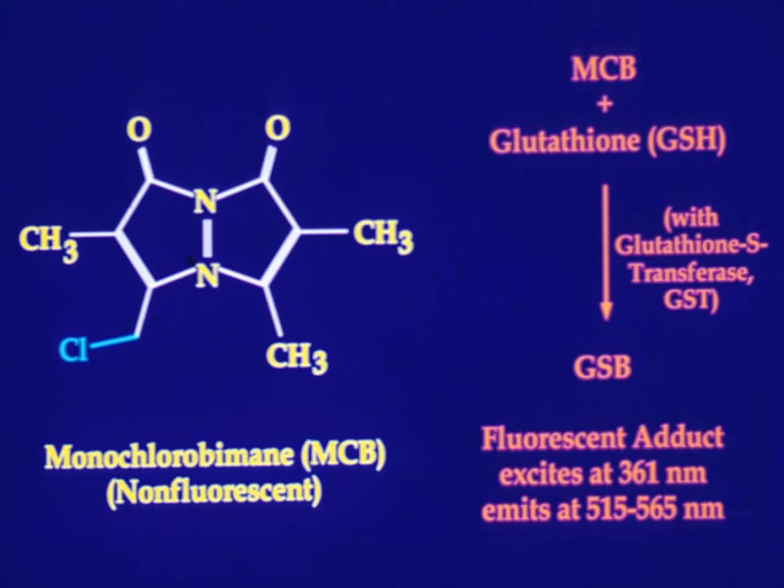Glutathione can be measured by using monochlorobimane, a non-fluorescent dye which goes into cells, into live cells, and there, under the action of glutathione S-transferase, it will be conjugated with MCB, so MCB will be conjugated with glutathione by GST to make a fluorescent adduct, which can be kept in cells by keeping the cells cool, and it excites in the UV and emits in the visible, and we call the compound glutathione S-bimane, GSB.